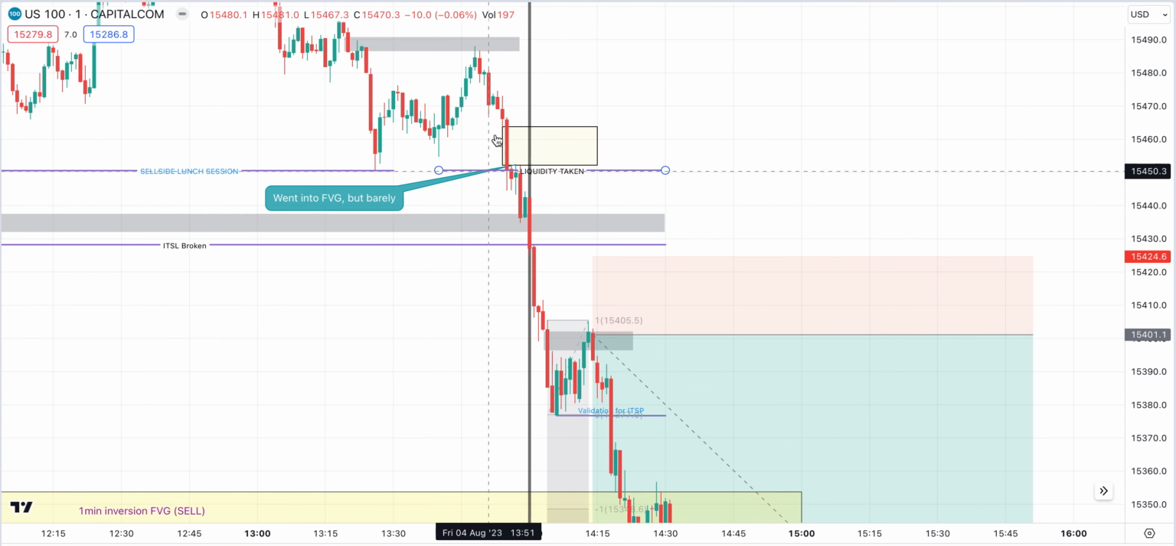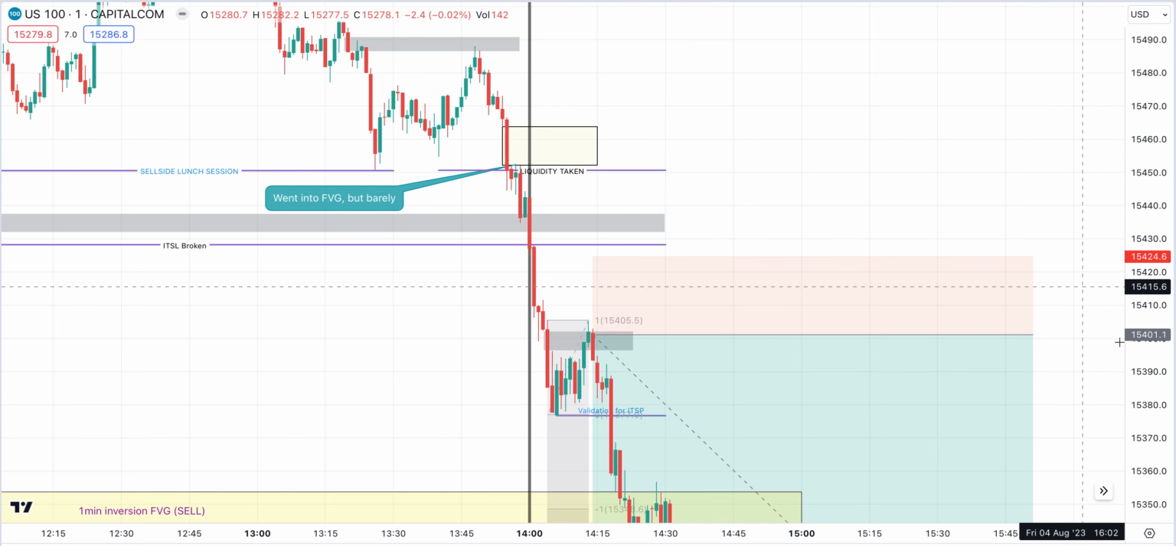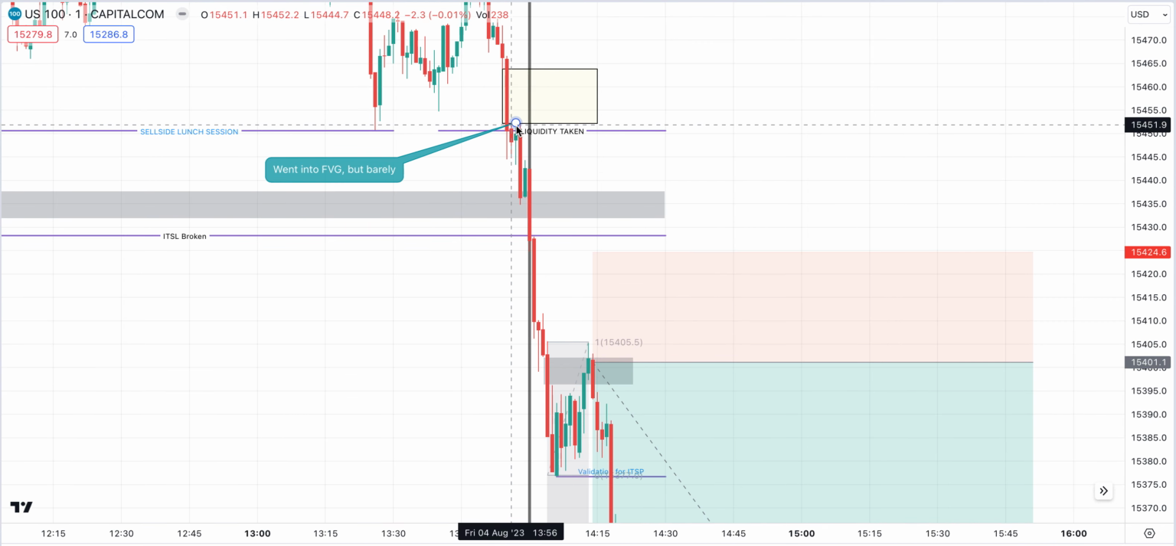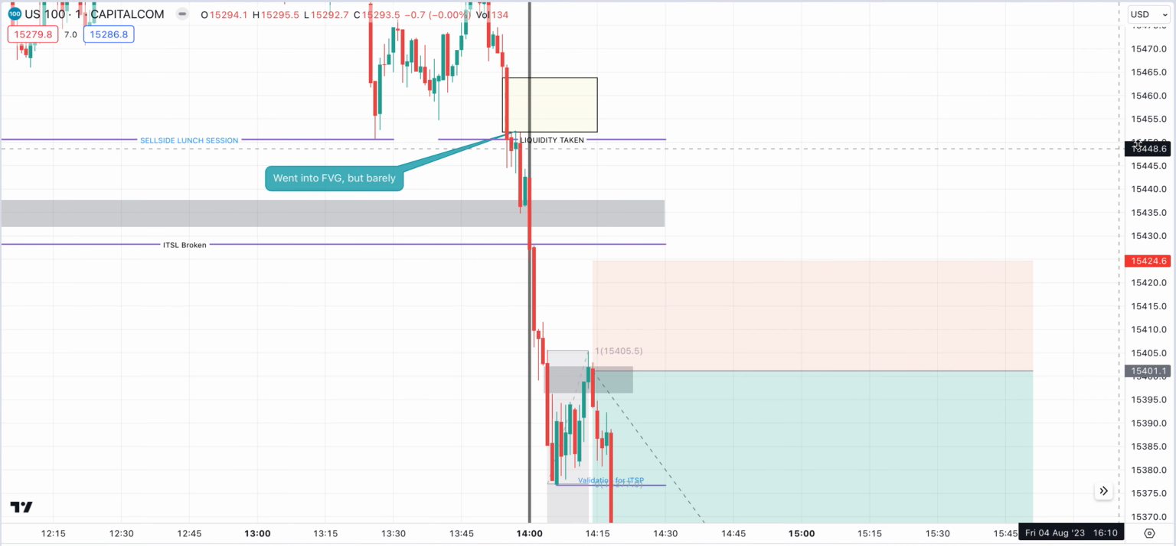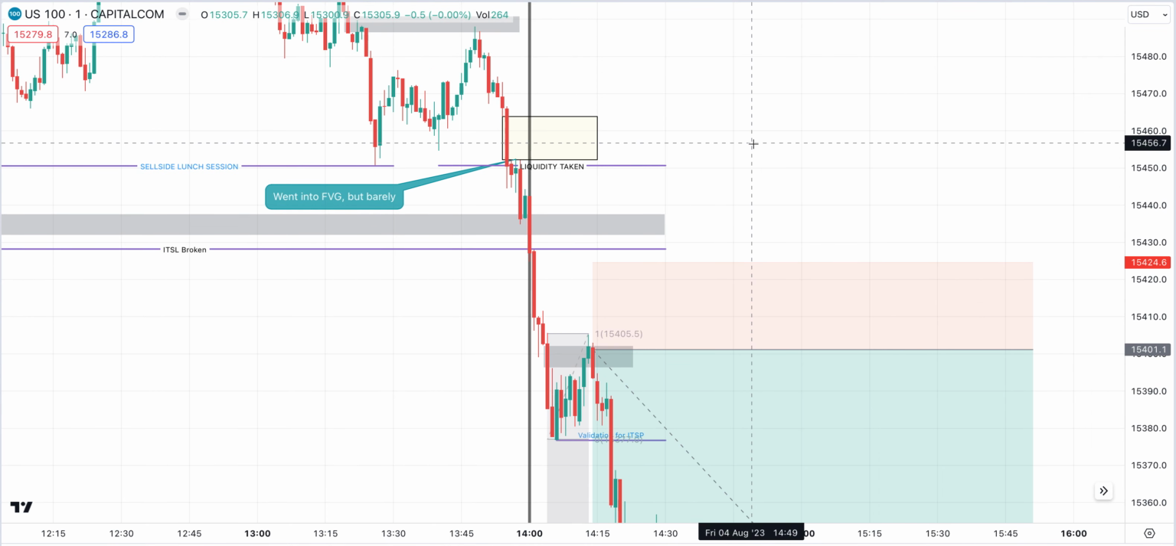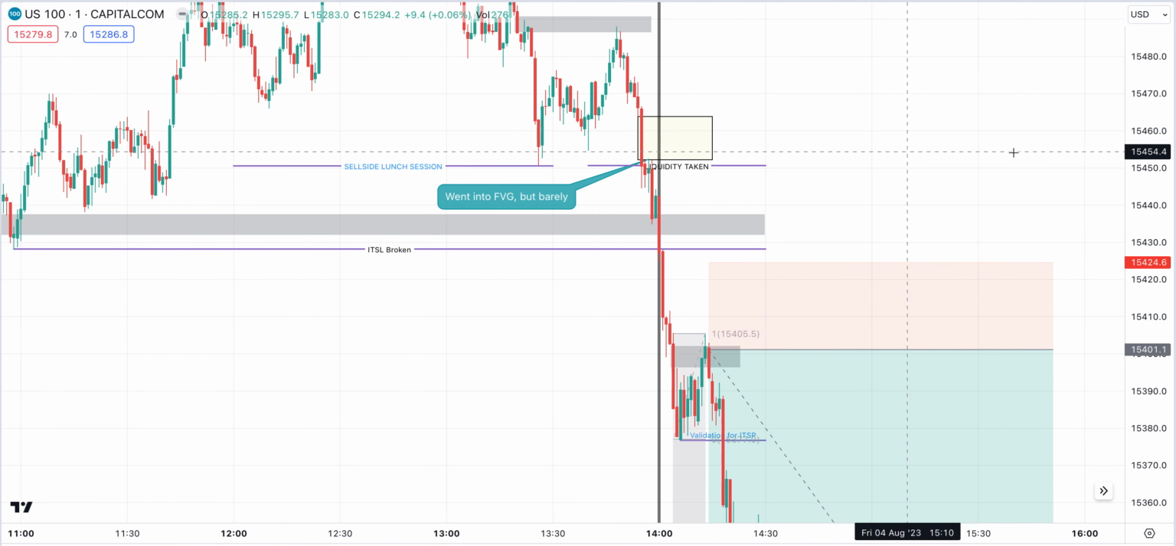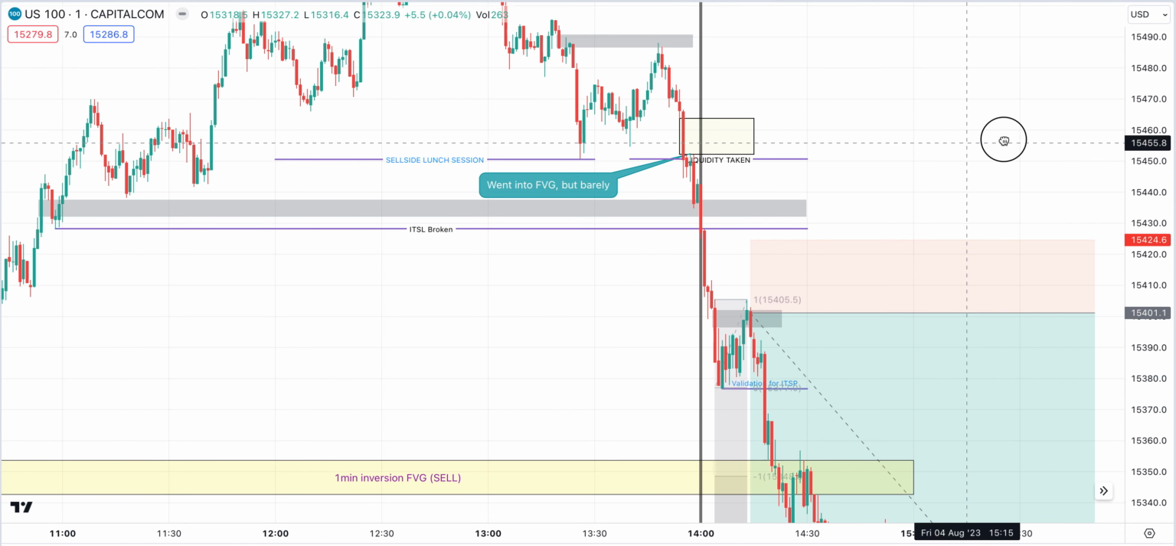The liquidity was taken, went to the fair value gap, broke that low, so this now becomes an intermediate term high, even though it didn't go in completely to fill the fair value gap, didn't even go into halfway, but it went into the fair value gap. So I'd consider that as now us looking at the continuation.